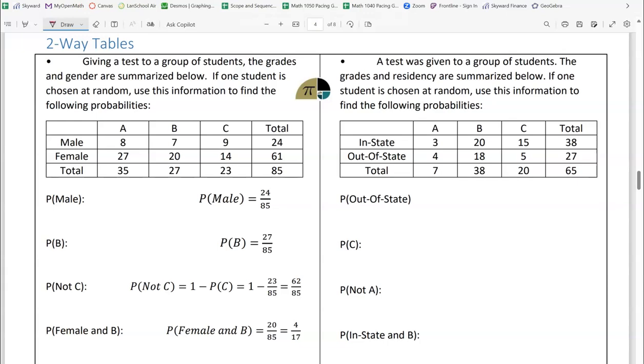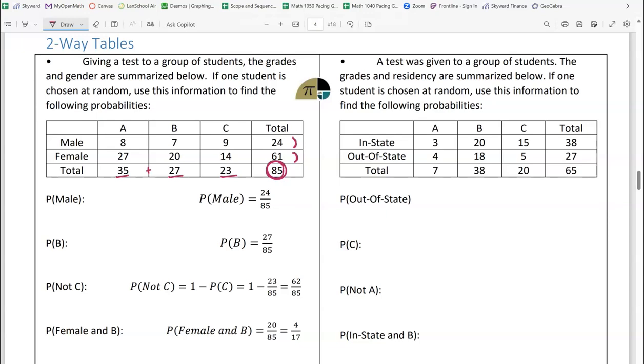So just a couple quick reminders. If we look at this table on the left, this is a table with students' grades and their gender. So we have male and female, A, B, C. At the bottom here, these are the total students who got A, B, and C. And on the side here, we have the total male students and total female students. And right here, 85, this is our total number of students.